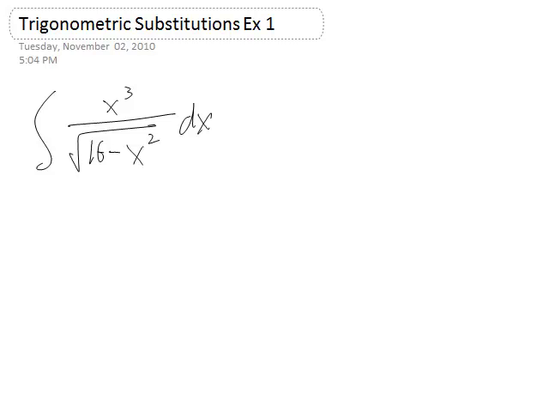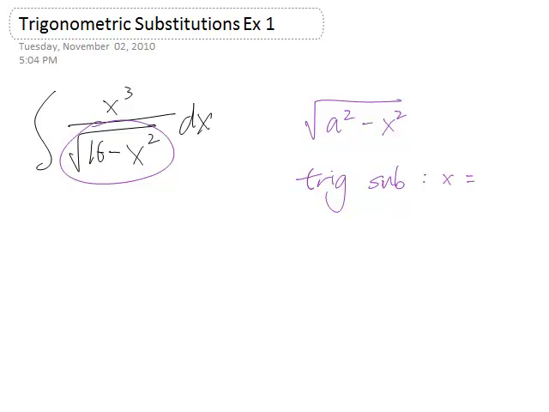Alright, so let's take a look at this integral, the integral of x cubed over the square root of 16 minus x squared dx. If you notice, down at the bottom in the denominator, there's a root 16 minus x squared. 16 is a perfect square, so this is in the form of the square root of a squared minus x squared. And that means that we want to use the trigonometric substitution x equals a sine theta in order to render this problem integrable. So let's do that.